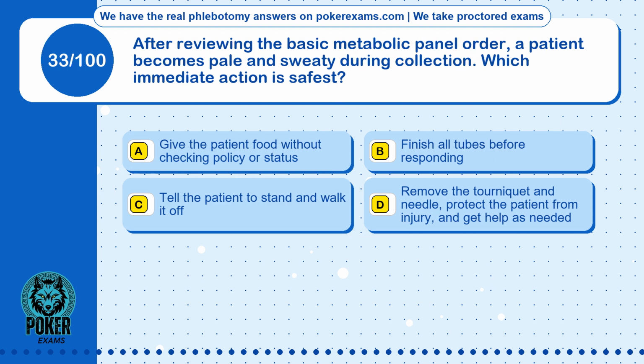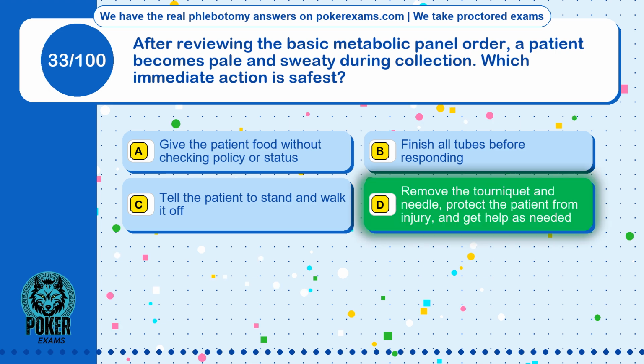Question 33. After reviewing the basic metabolic panel order, a patient becomes pale and sweaty during collection. Which immediate action is safest? Option A. Give the patient food without checking policy or status. Option B. Finish all tubes before responding. Option C. Tell the patient to stand and walk it off. Option D. Remove the tourniquet and needle, protect the patient from injury, and get help as needed.